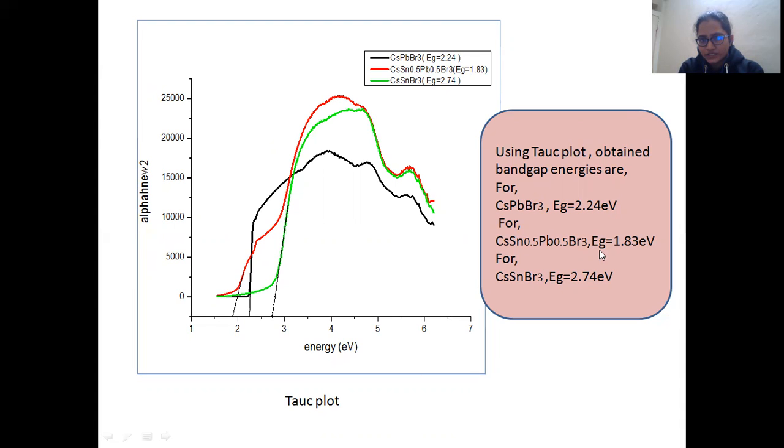Here we can see that when the concentrations of tin and Pb are equal, the band gap decreases. This happens due to the increment in the concentration of Sn. When it increases from 0 to 0.5, the spin orbit coupling between the Sn atom and Pb atom increases, and it leads to splitting in the energy level, which gives the narrower band gap.